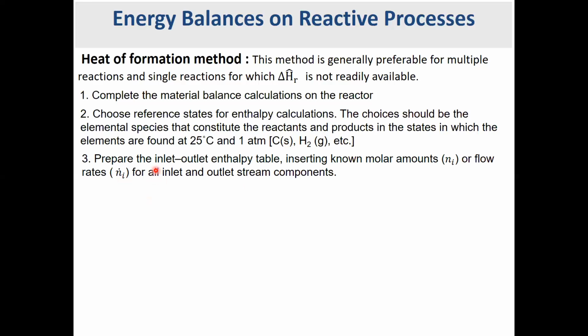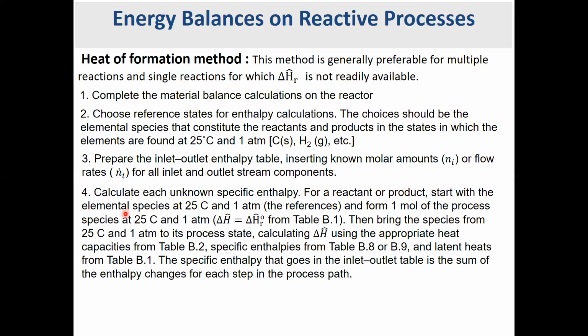Then you have to provide the inlet outlet enthalpy table and provide all the information you have, and then calculate, as we mentioned, the specific enthalpy. Here we are talking about an open system, just for example. So you have to calculate all the specific enthalpies for the unknowns. I think it's better I show you in the example how you can provide this. But as you learned so far, heat of formation at 25 degrees and 1 atmosphere is available in the table.